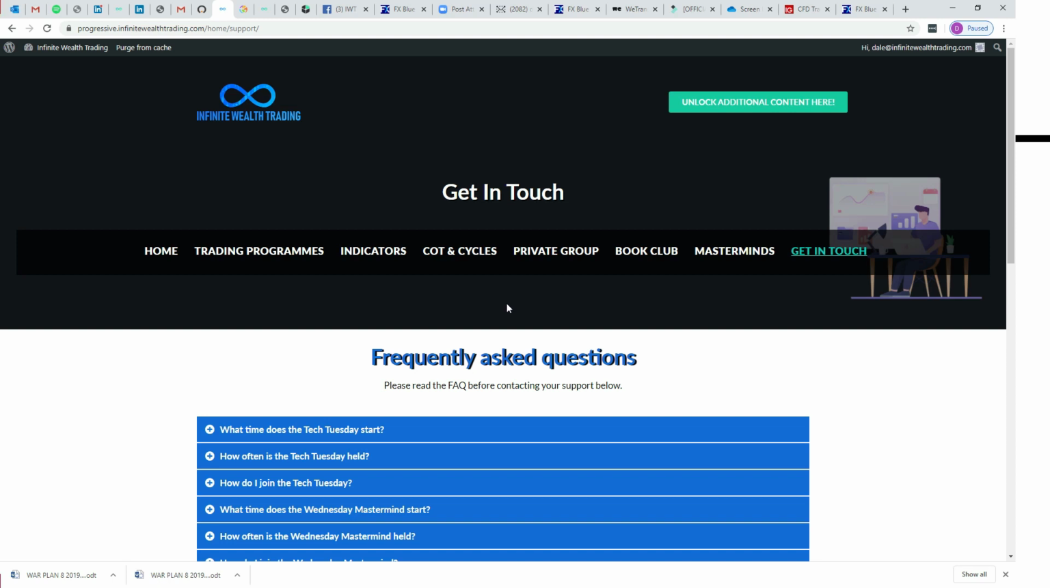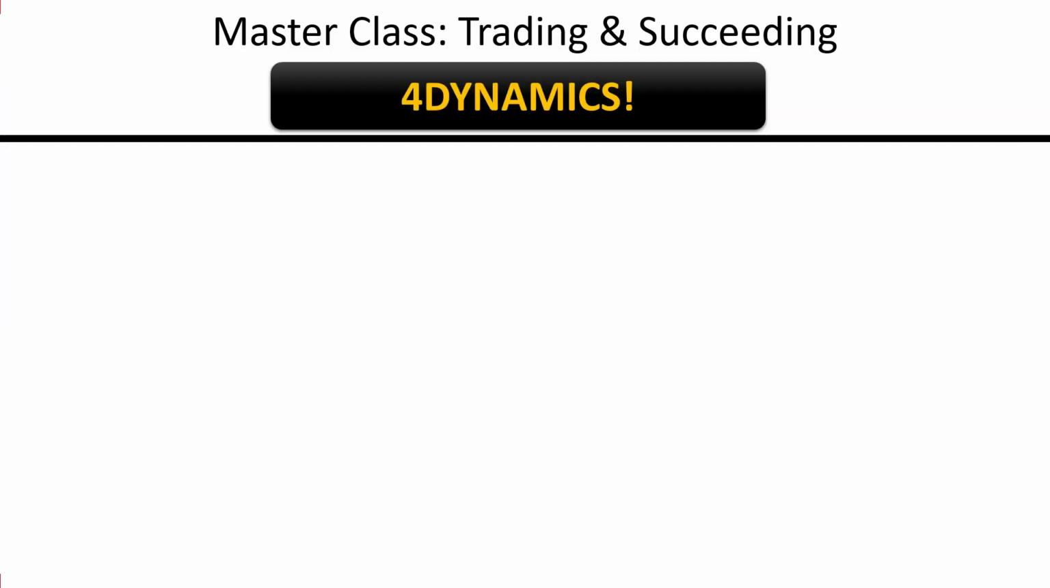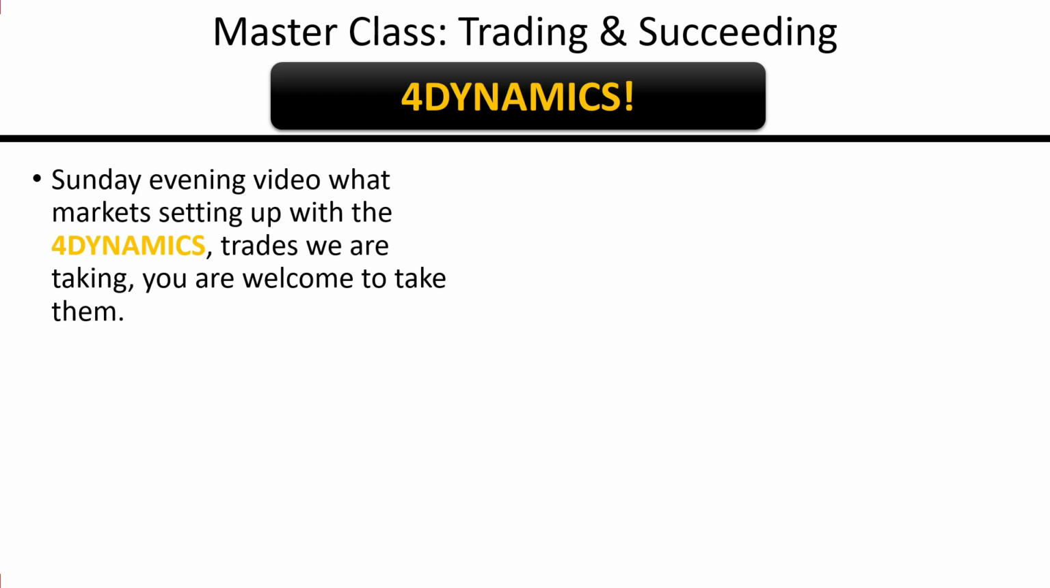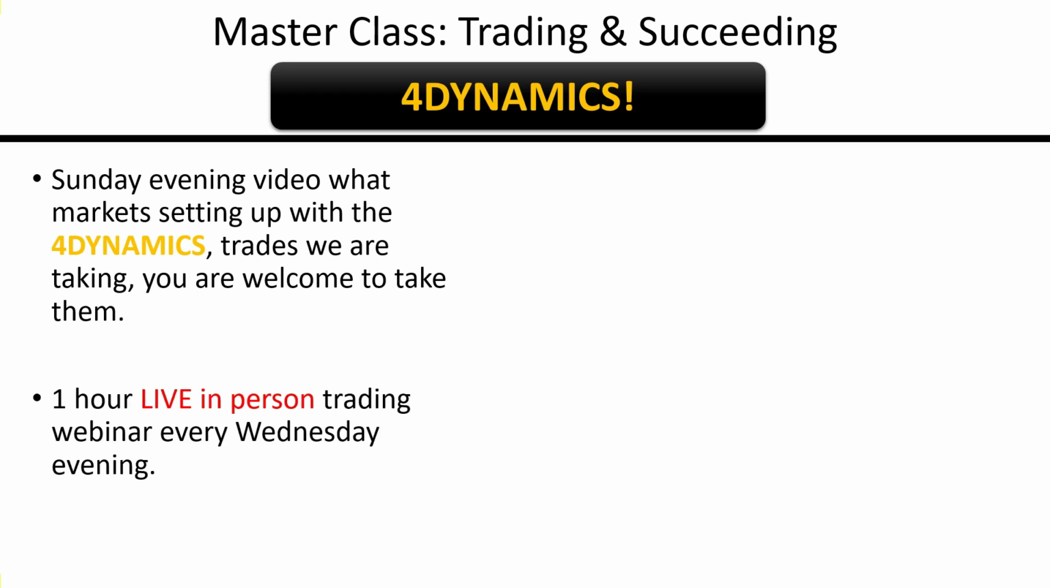Now what I want to do is come out of the members area and show you exactly what else you receive apart from the members area. Every Sunday evening, they would get a video of what markets were setting up with the 4 dynamics, like I've just explained on the chart, and what trades we have personally taken. They were more than welcome to take them, but they would get that put in the members area every Sunday evening, a personal video from Raymond, myself, or Andy showing the market setting up.